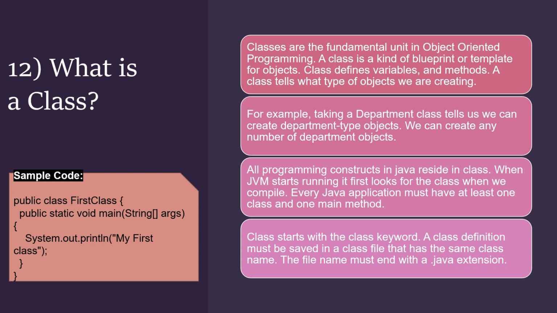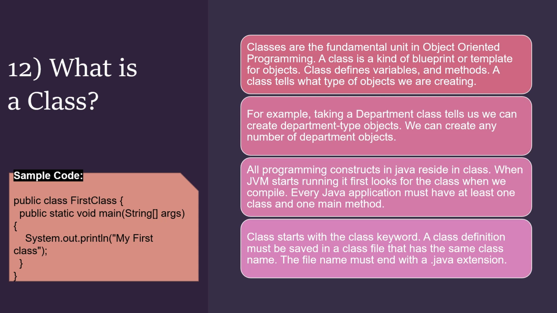All programming constructs in Java reside in class. When JVM starts running, it first looks for the class when we compile. Every Java application must have at least one class and one main method. Class starts with the class keyword. A class definition must be saved in a class file that has the same class name. The file name must end with a Java extension.